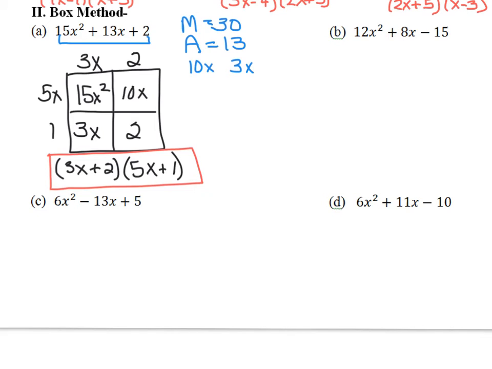So looking at B, I'm going to multiply the 12 times the negative 15. I see that I want to multiply to get negative 180.